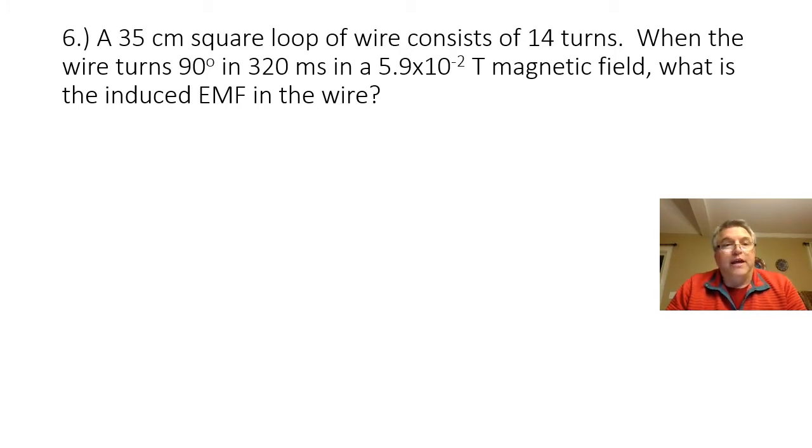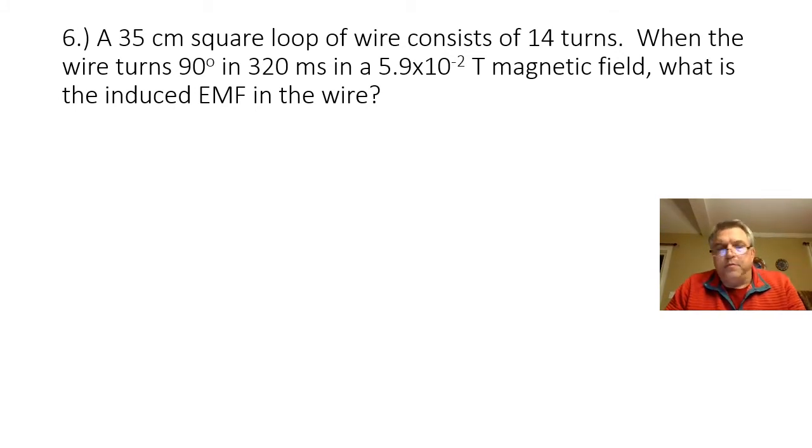We have a 35 centimeter square loop of wire consisting of 14 turns. When the wire turns 90 degrees in 320 milliseconds in a 5.9 times 10 to the minus second Tesla magnetic field, what is the induced EMF in the wire?